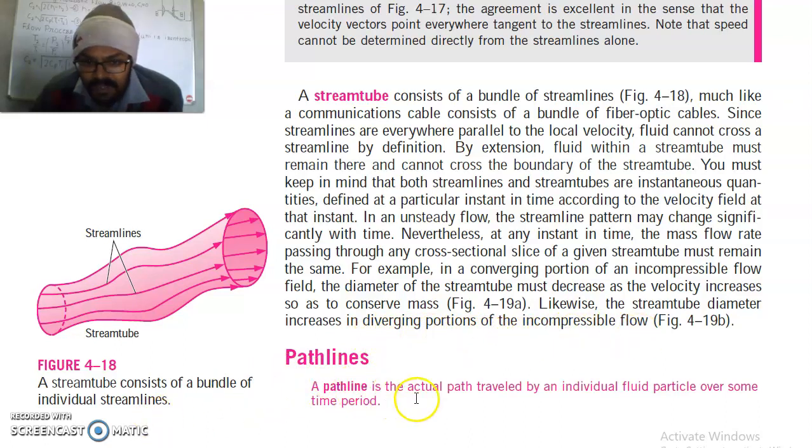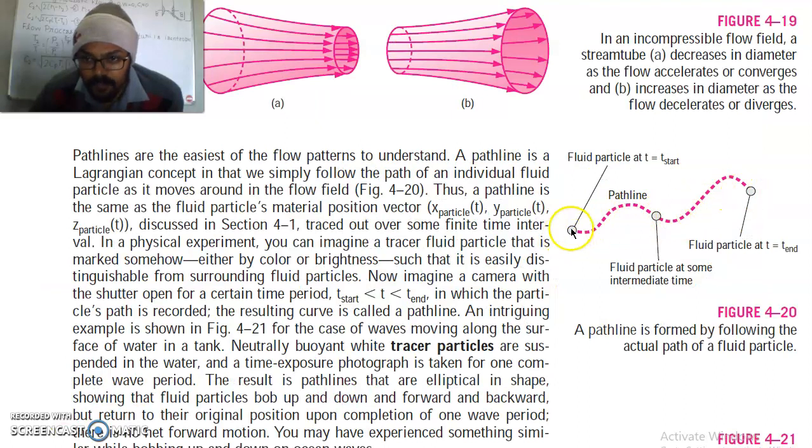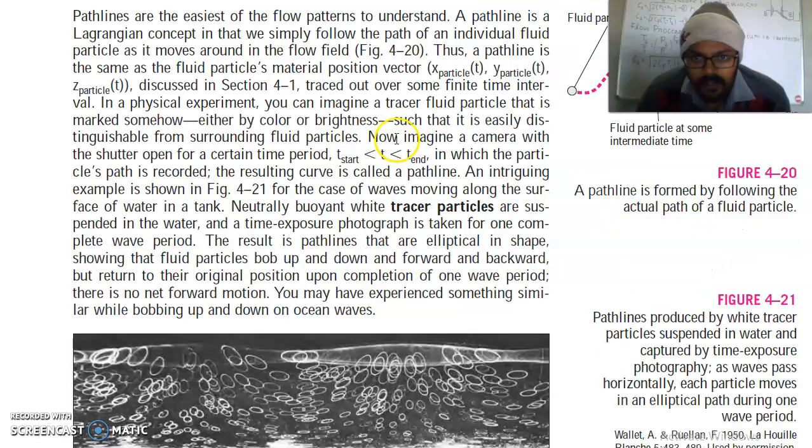Pathlines. A pathline is the actual path traveled by an individual fluid particle over some time period. So this is your pathline: fluid particle at start, fluid particle at some intermediate time, and fluid particle at end. A pathline is formed by following the actual path of a fluid particle. Now imagine a camera with the shutter open for a certain time period, from t start to t end, in which the particle's path is recorded. The resulting curve is called a pathline. An intriguing example is shown here in this figure.